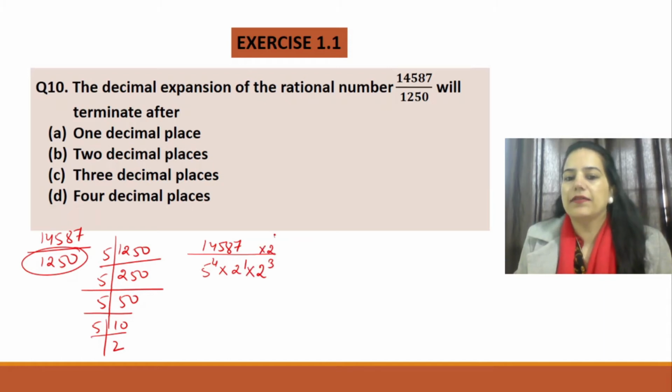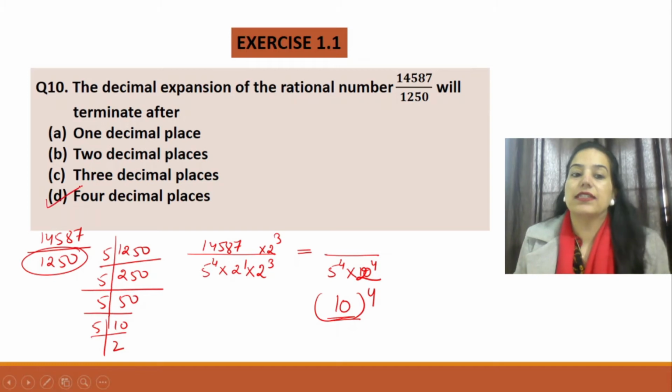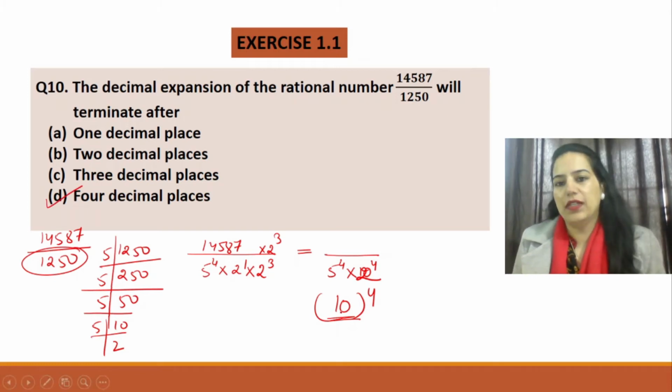So I multiply numerator and denominator. You need not go into solving of the numerator because they are not asking the exact decimal expansion. So in the denominator, you are left with 5 raised to power 4, 2 raised to power 4, and that means 10 raised to the power 4, right? So how many decimal shifts will be there? 4. So your answer is D, 4 decimal places.